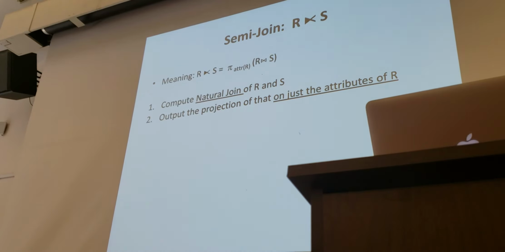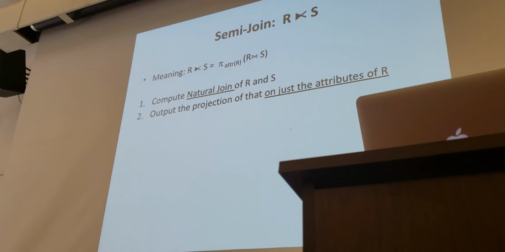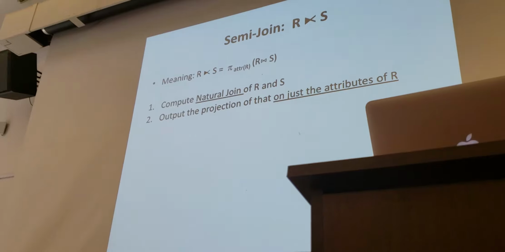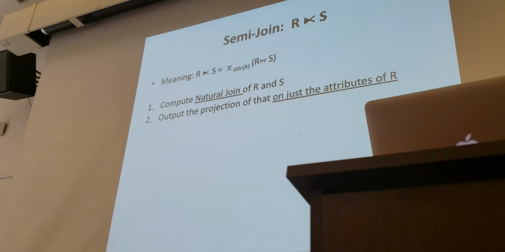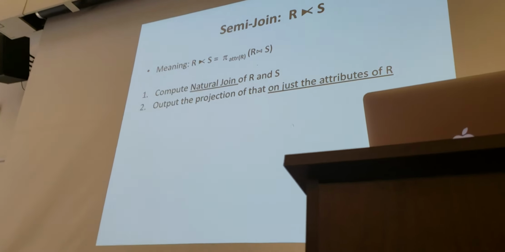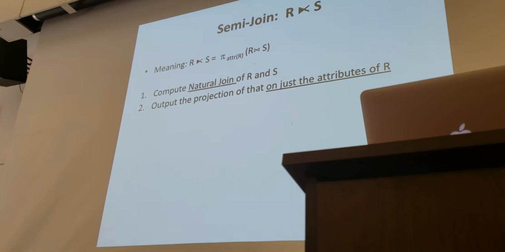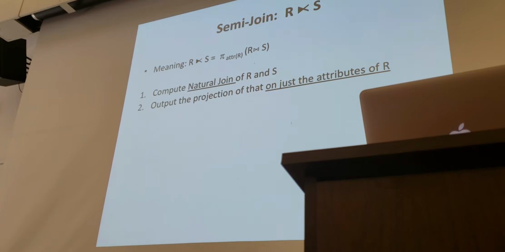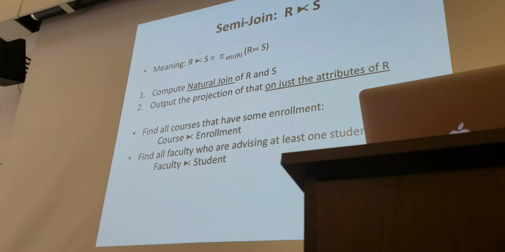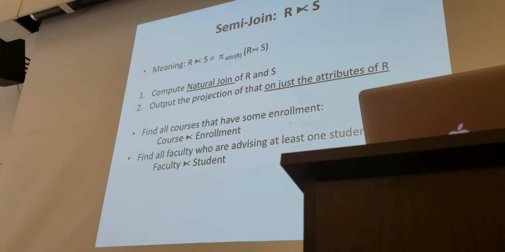Because you're starting off with R, you're doing the natural join with S, which is only going to keep one copy of common attributes, and it's going to require that there be matching things on the attributes that happen to have the same name. And then it's just going to project only on the attributes of R. And here's the reason why it's not the same as getting back to what you started.